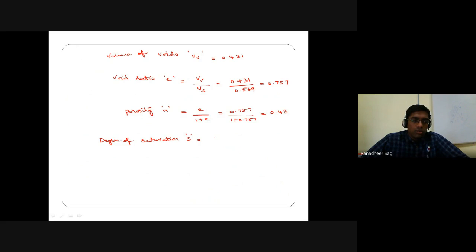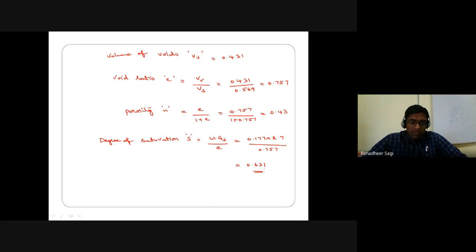The water content value of that soil is already calculated. So let me write down that relation: S is nothing but w into Gs by e. Where w is 0.177, the specific gravity of the soil solids is already given as 2.7, and it is divided by the void ratio existing in that soil, that is 0.757. So the degree of saturation we get is 0.631. So this is all we were asked to calculate in case A.